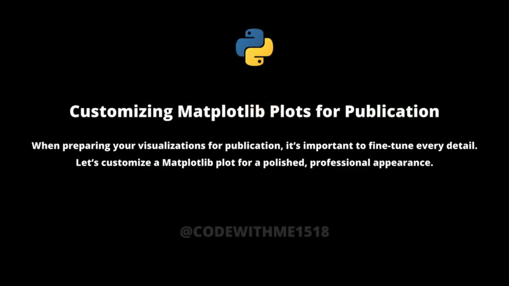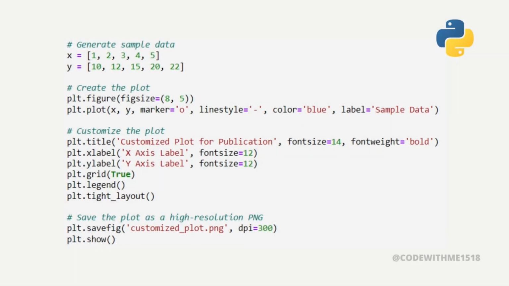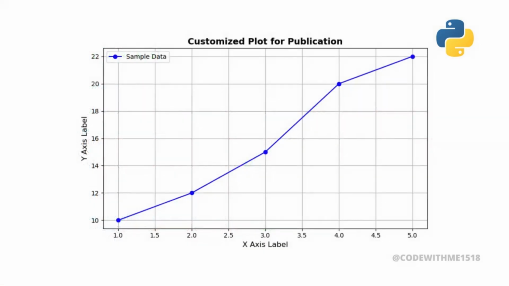When preparing your visualizations for publication, it's important to fine-tune every detail. Let's customize a matplotlib plot for a polished, professional appearance. Notice how we use different fonts, labels, and layout adjustments to create a plot ready for publication. The tight_layout function ensures nothing overlaps, and saving with high DPI ensures clarity.